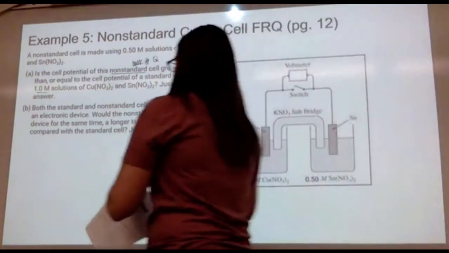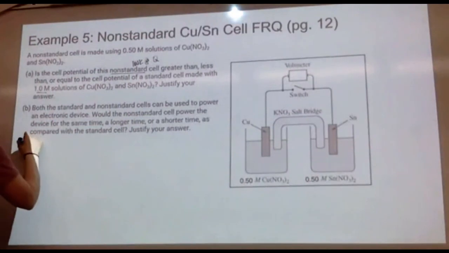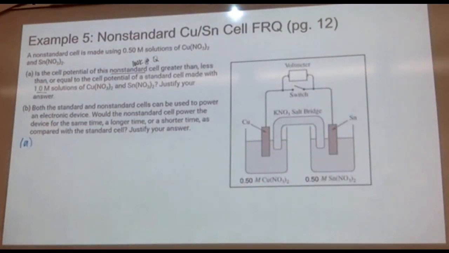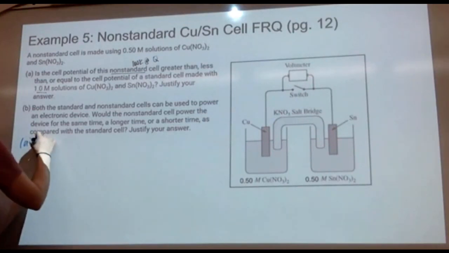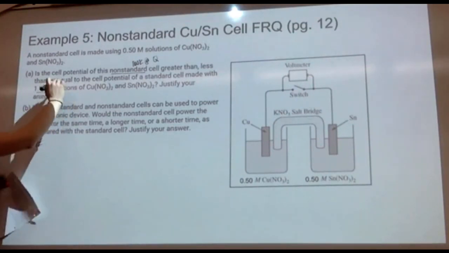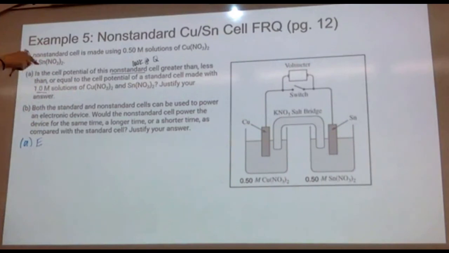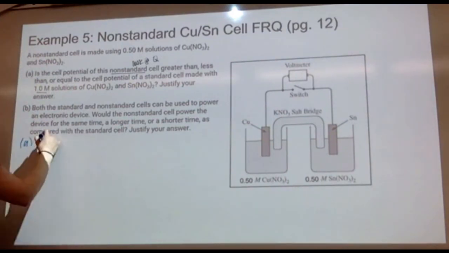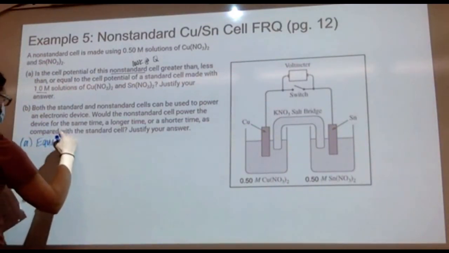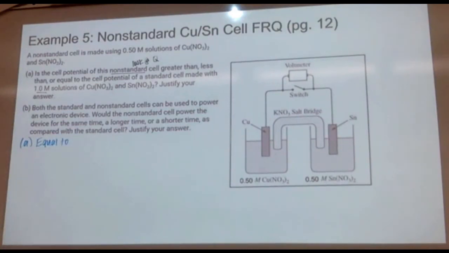So I'll use this one. So for part A, we're looking at cell potential. So it's actually equal to. Make sure you're answering the question at once. You should start with greater than, less than, or equal to. So the cell potential of the non-standard cell is equal to the standard cell.